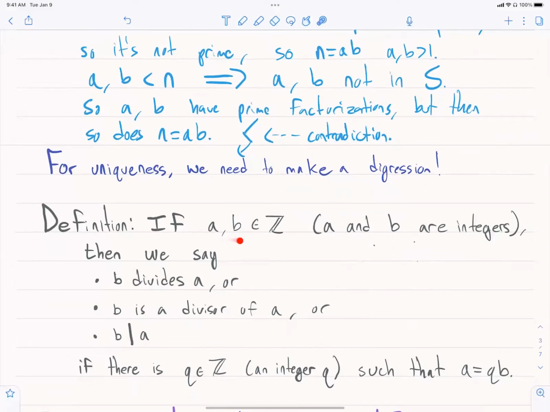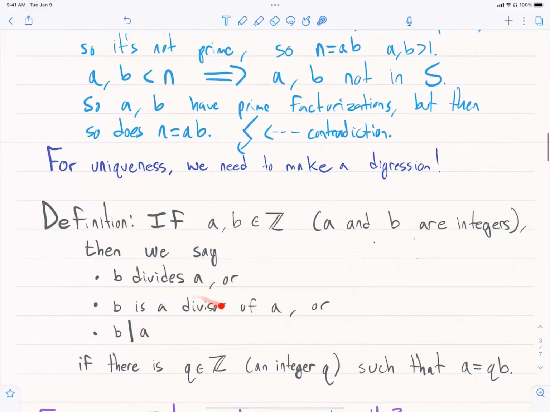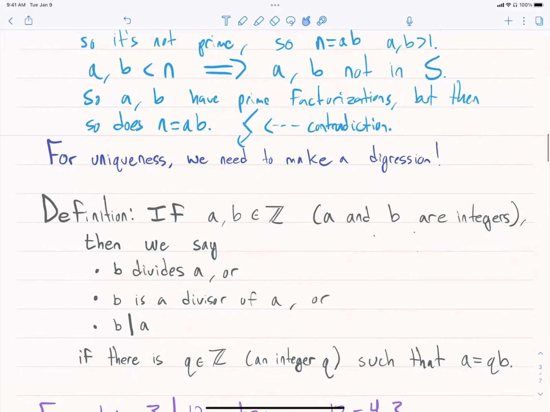If we have two integers, a and b, so we can write that as a and b are contained in Z, then we say that b divides a, or equivalently, b is a divisor of a, or if we write this in symbols, just b vertical line a. So this vertical line is the divides symbol. These are all ways to say the same thing. If b divides a, it literally means there is some other integer q such that a is q times b.